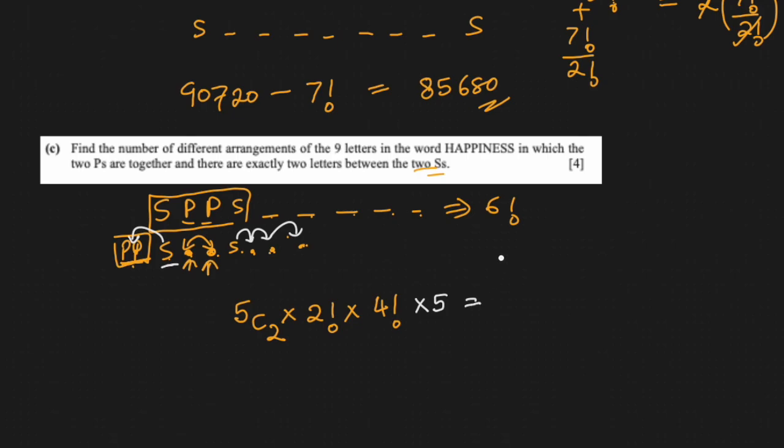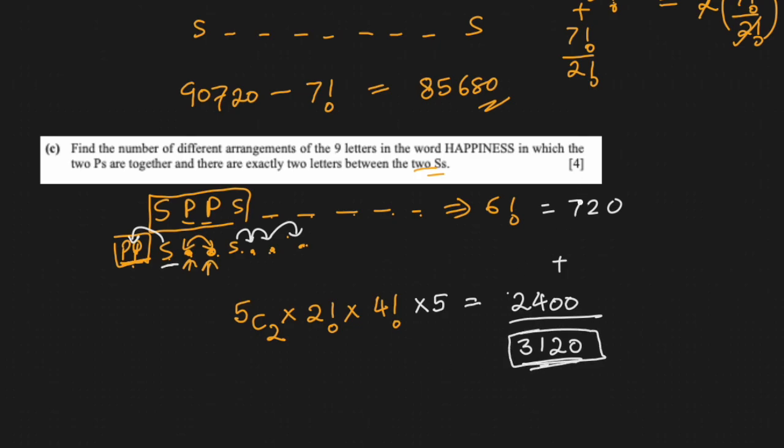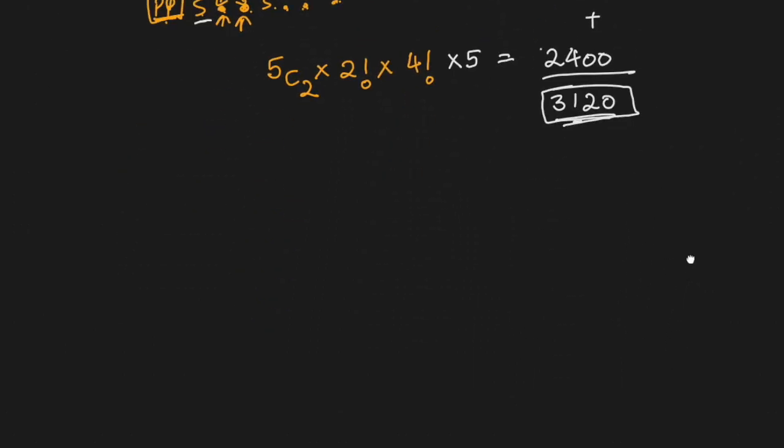So let's see how much this comes out to be. First I will find out what is 6 factorial, which is 720. Okay, and then 5C2 times 2 times 4 factorial times 5 is 2400. And now you can add these 2, which gives us 3120 arrangements total. This is the final answer. Let's see if we have another part. Yes, we have D part also.